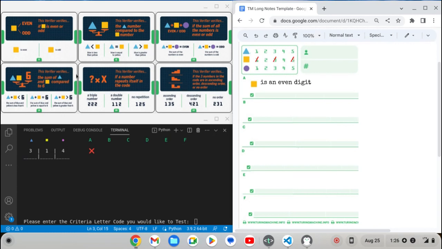Okay, next, I think I'm going to test criteria card C. Okay, so in criteria card C, we're adding all the digits. So let's go ahead and add up the digits in my proposal. So 3 plus 1 is 4, 4 plus 4 is 8. 8 is an even quantity, and the Turing machine agrees with that. So that means that, yes, the sum of the 3 digits is even. So let's go ahead and type that up in section C, and that again is that triangle plus square plus circle should be even.